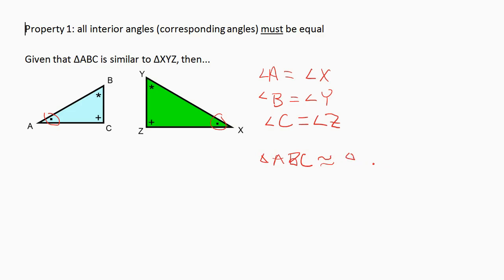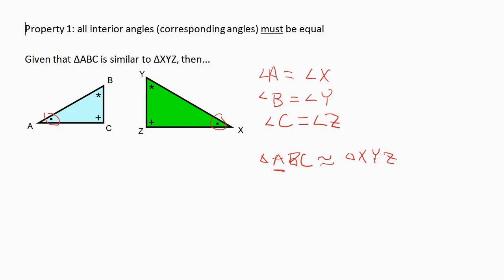Now the order of the second triangle is really important. Because angle A comes first here, we have to put the angle that matches angle A. Angle X is the same as angle A, so angle X has to come first. B comes second in this triangle. B is the same as Y, so Y has to come second in this triangle. Since C comes third, Z must come third in this triangle.